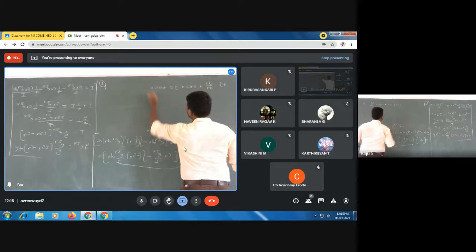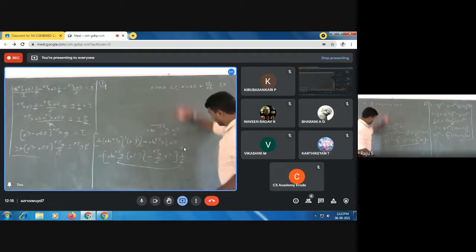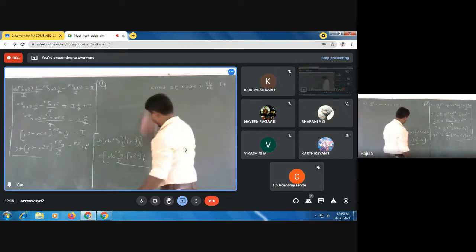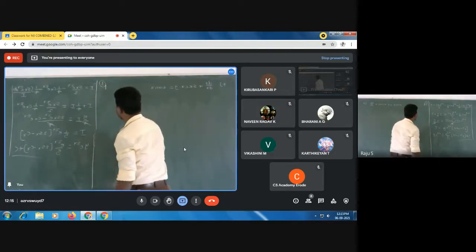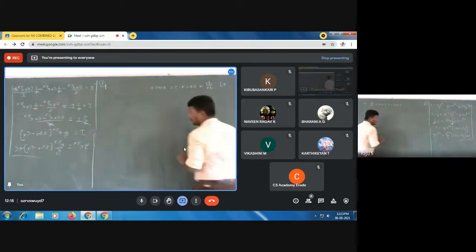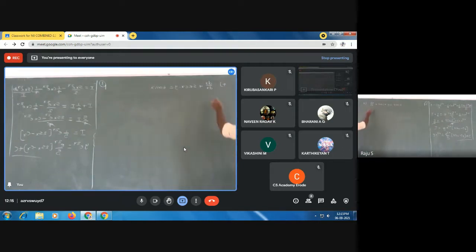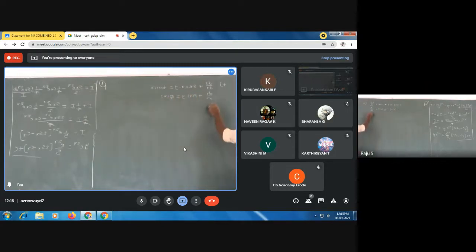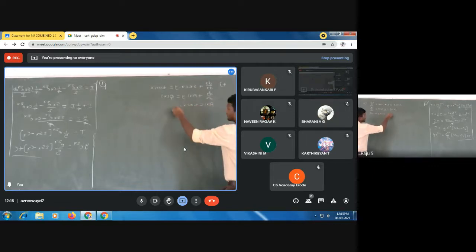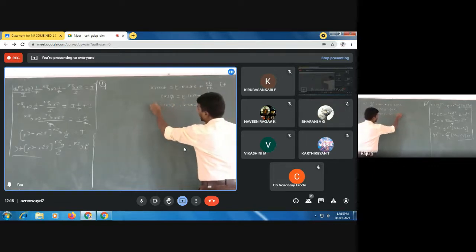Simple. Already it is in standard form. Comparing with dy by dx plus p of x into y is equal to q of x. What is p of x here? What is q of x? Tan x.